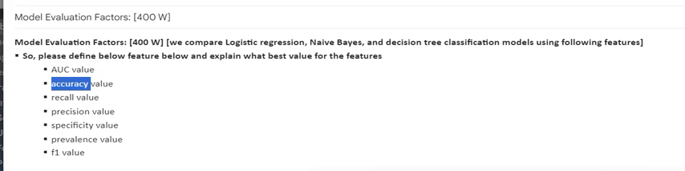Okay, I hope you understood. For this section, you are supposed to write 400 words. You are supposed to write about all the values that are given over here.